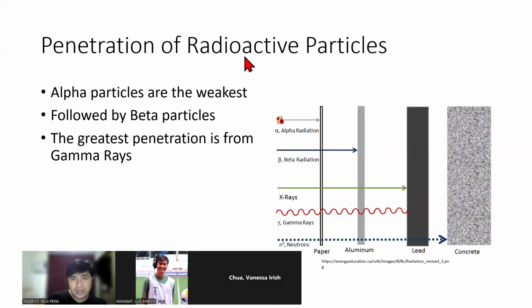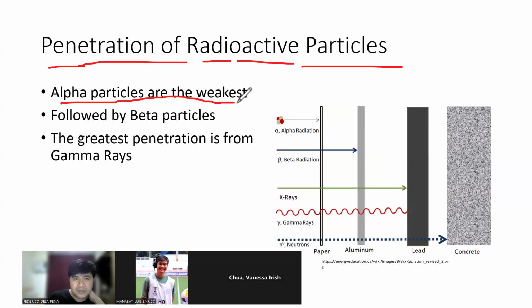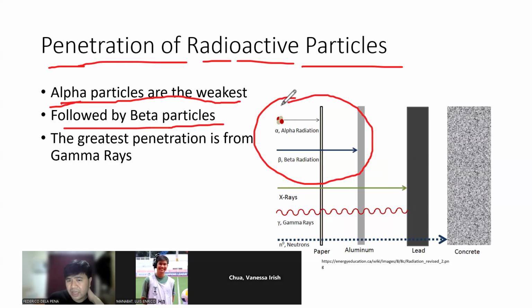Let's go back a bit to geophysics. In geophysics, penetration is important, because penetration allows us to see deeper into the subsurface. In this respect, alpha particles are the weakest. They have really weak penetration, followed by the beta particles, which can only penetrate a few centimeters into different types of materials.